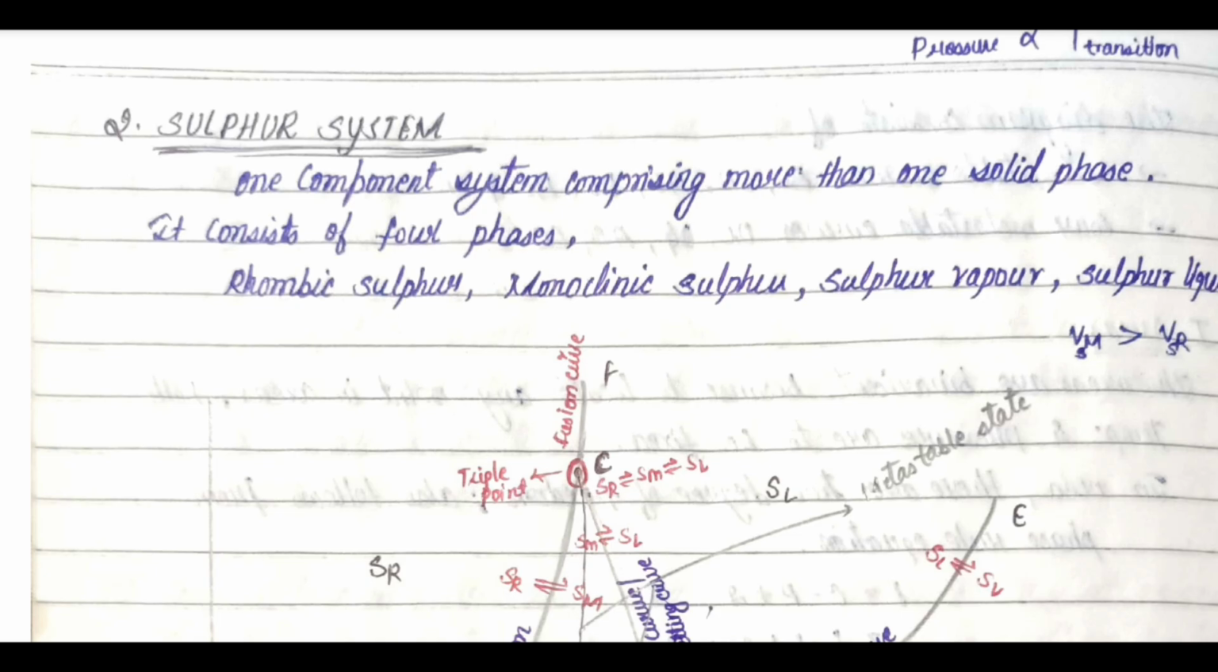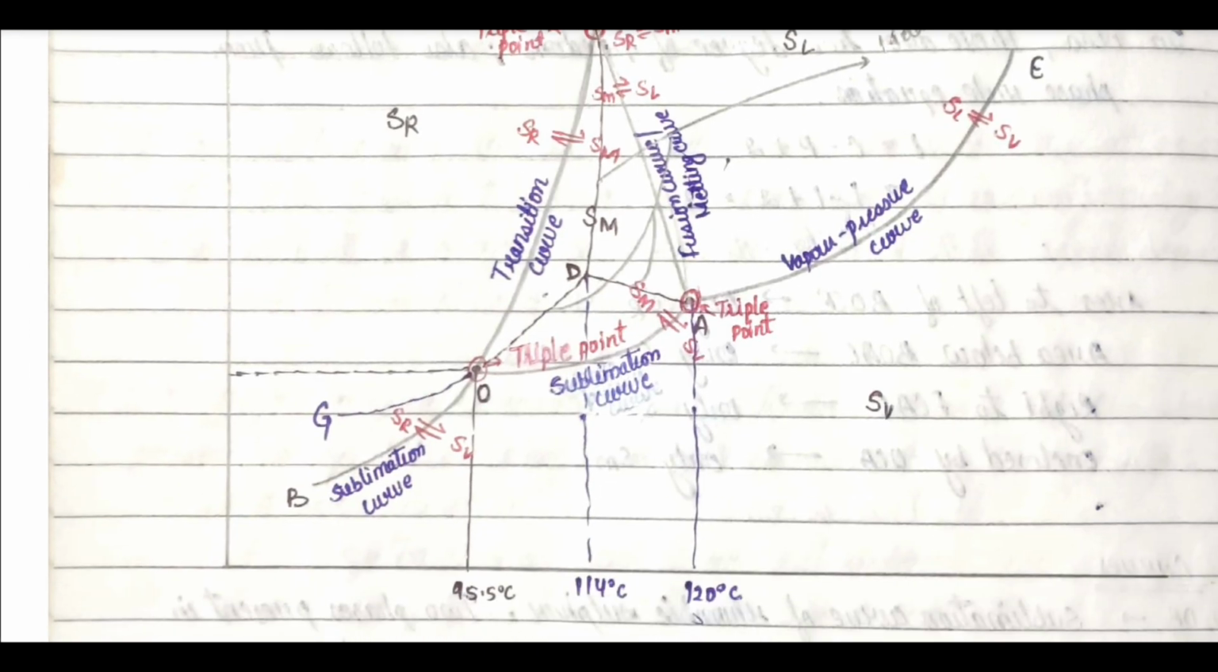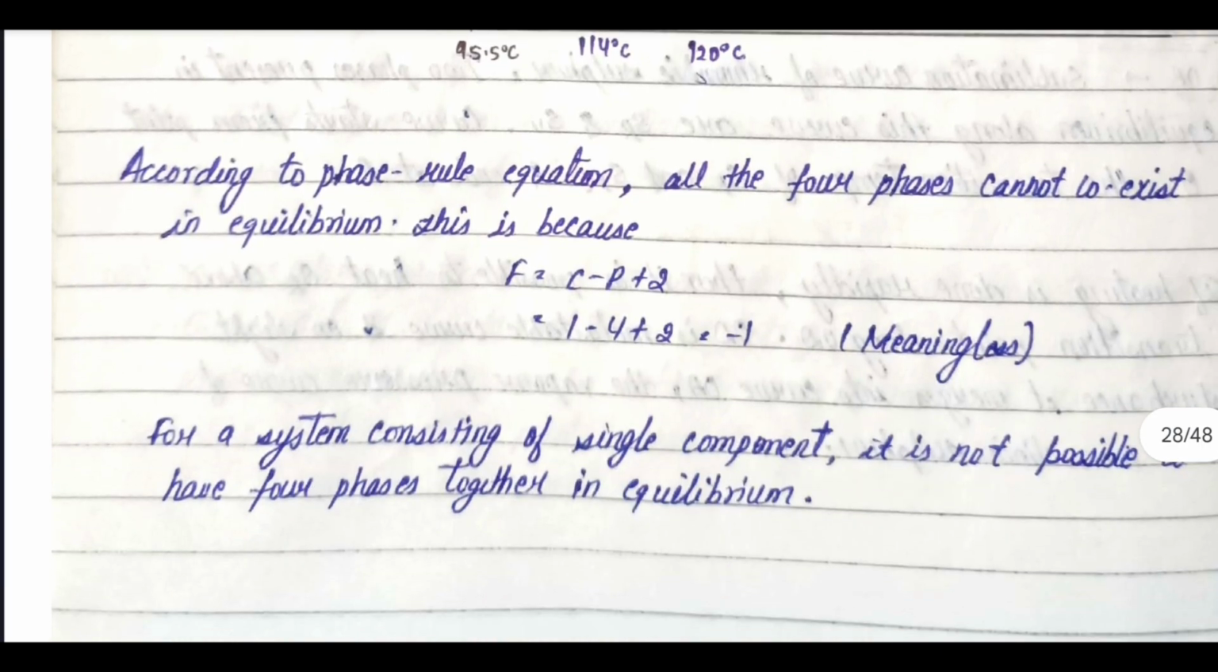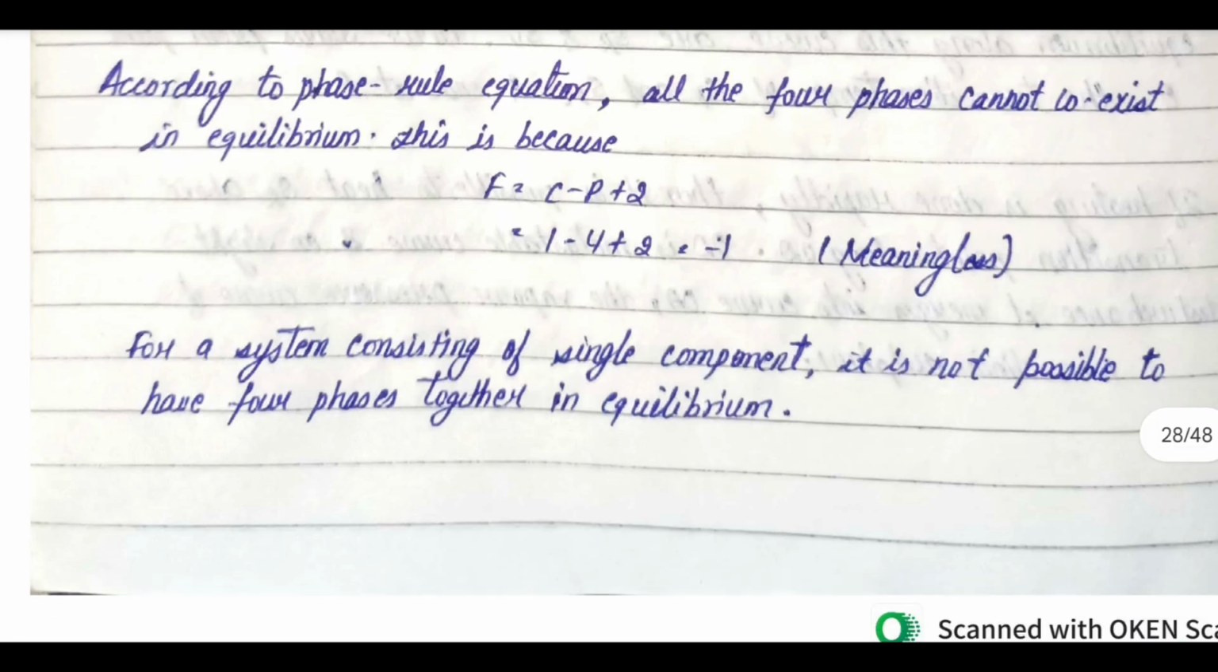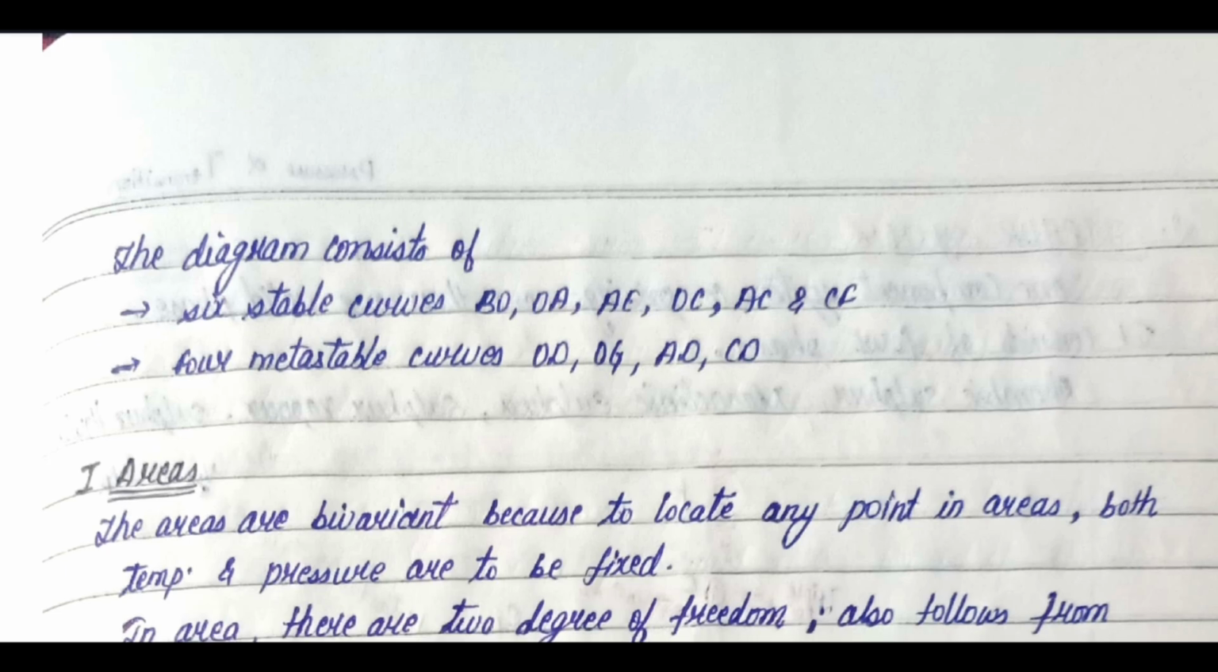Second, sulfur system. A one component system comprising more than one solid phase. It consists of four phases: rhombic sulfur, monoclinic sulfur, sulfur vapor, sulfur liquid. According to the phase rule equation, all the four phases cannot coexist in equilibrium. This is because F is equal to 1 minus 4 plus 2 equal to minus 1, meaningless. For a system consisting of a single component, it is not possible to have four phases together in equilibrium.